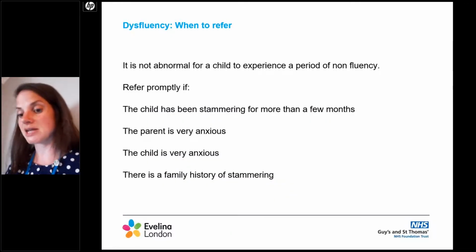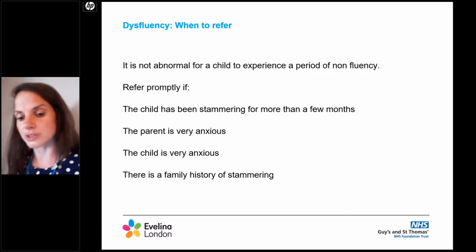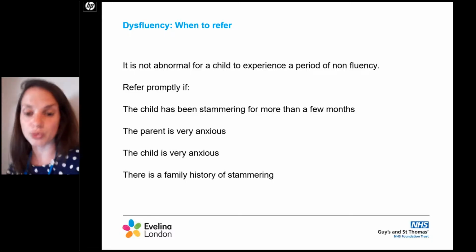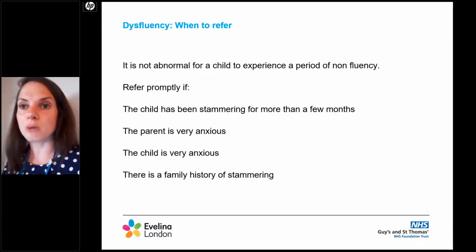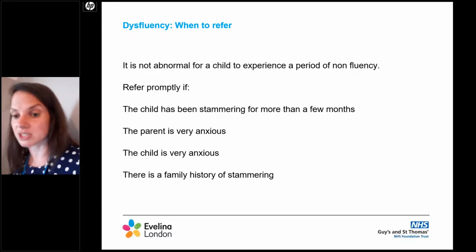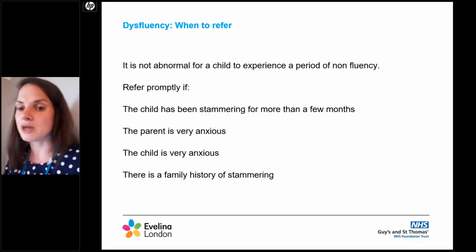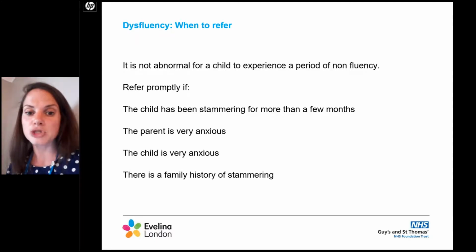Just to say, it's really not abnormal for children to experience a period of non-fluency. A lot of children will go through a burst of language development when they're about 3 to 3.5. When they're going through this burst, they will stammer or stutter using those things that I modeled before. They might do repetitions or some prolongations, but usually it just resolves itself in a period of about 4 to 6 months.